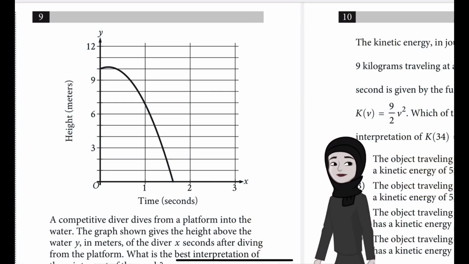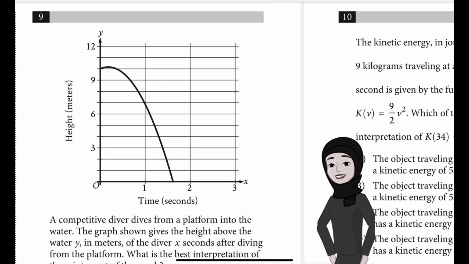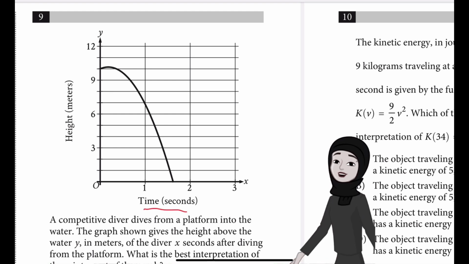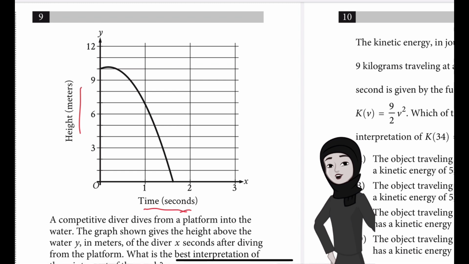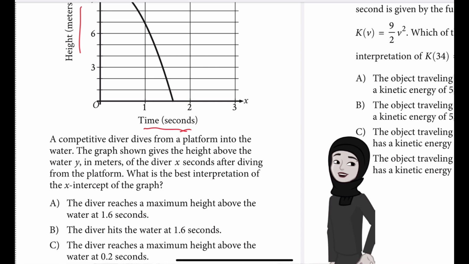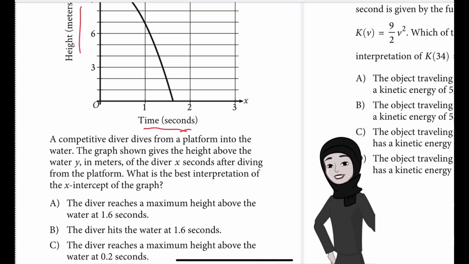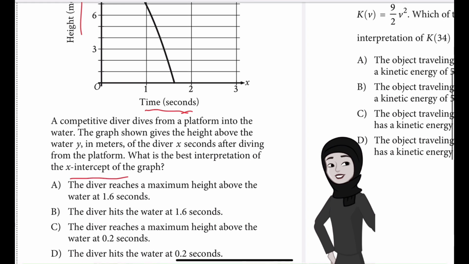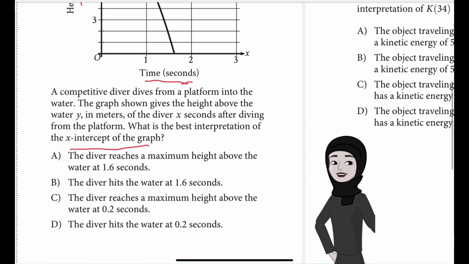Question number 9. This one is giving us a graph with time marked on the x-axis and height in meters on the y-axis, and time is in seconds on the x-axis. And the question says, a competitive diver dives from a platform into the water. The graph shown gives the height above the water y in meters of the diver x seconds after diving from the platform. So what is the best interpretation of the x-intercept of the graph?